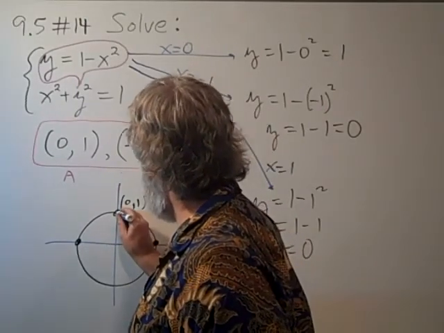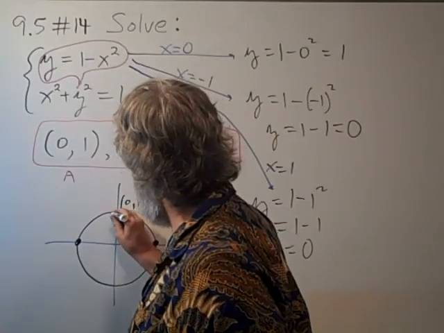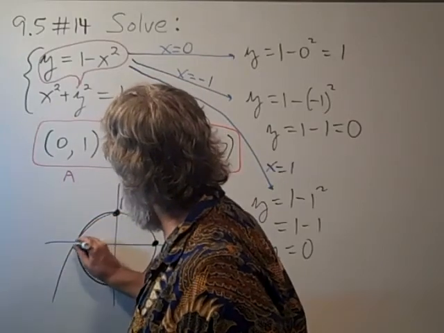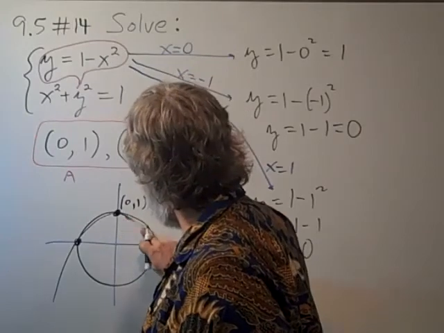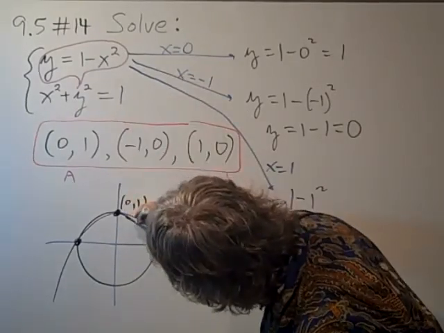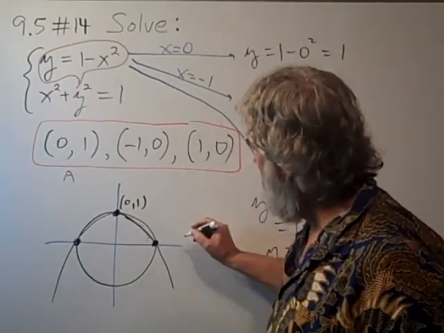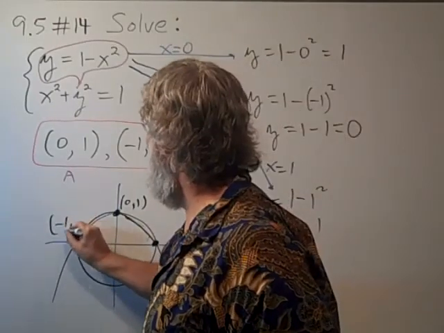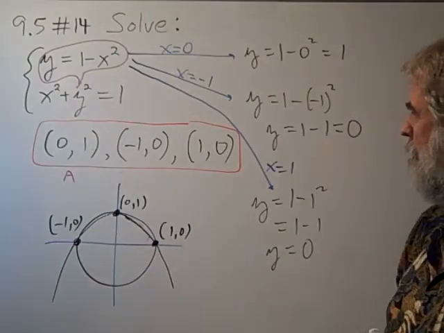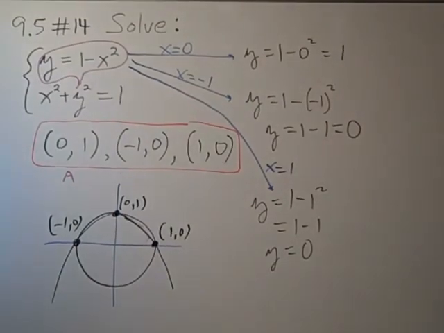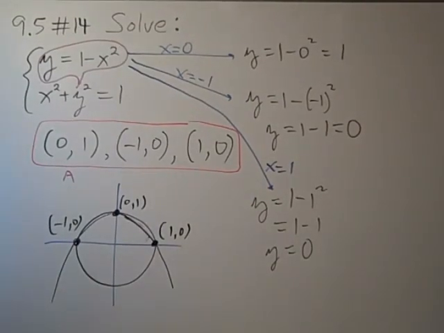So the parabola is probably going under the circle. And that's where it crosses going out. And so the parabola is coming like this. And those are the intersection points negative 1, 0, and 1, 0, and 0, 1. So these are the 3 points of intersection of that parabola with that circle.